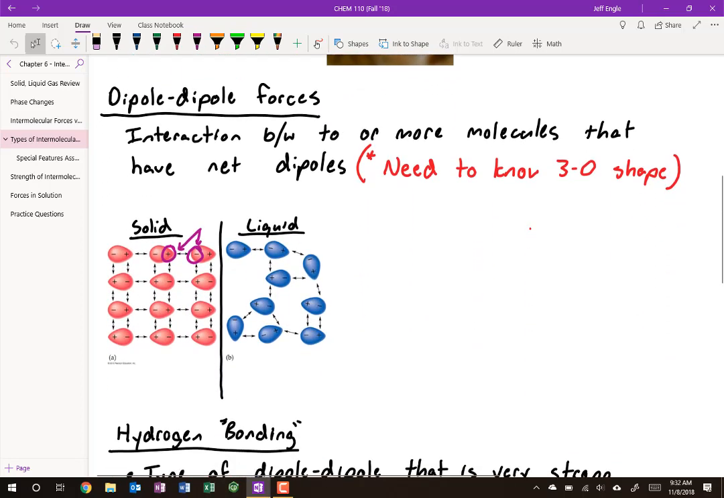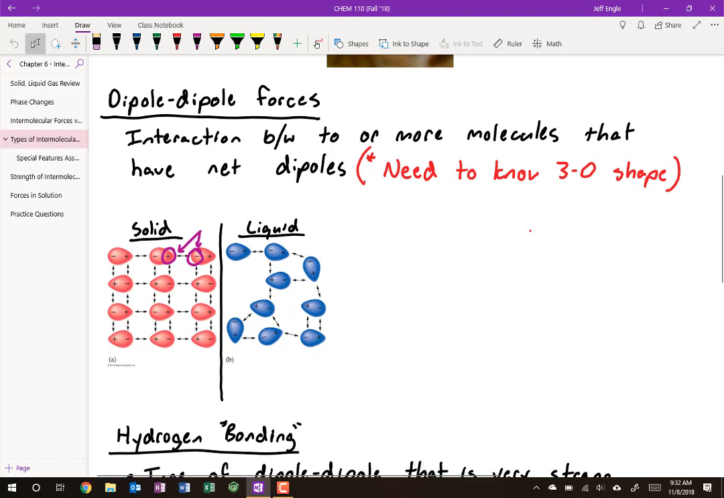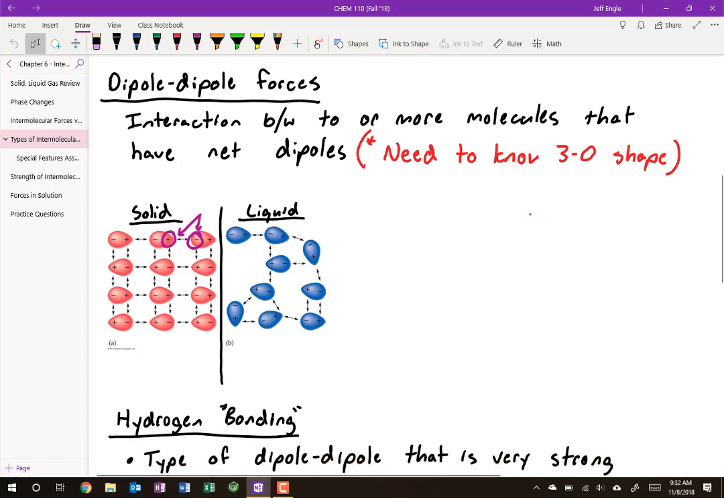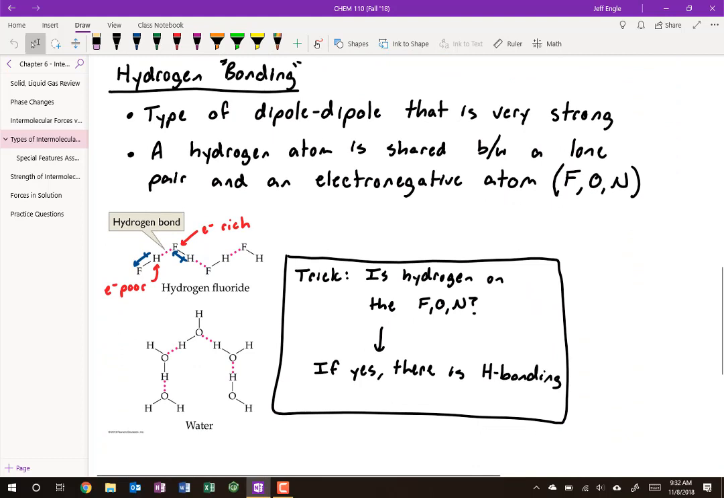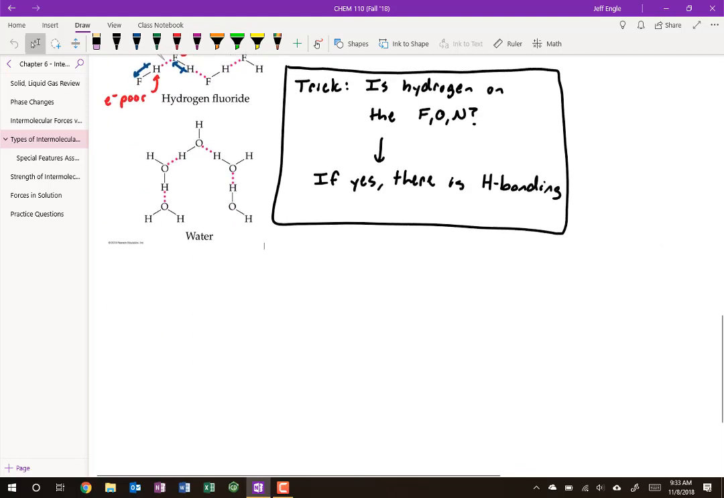All right, dipole-dipole forces are the next up, where it's the interaction between two molecules that are polar or have net dipoles, and we need to know the three-dimensional shape before we can determine that. And then we said going further down, we've got hydrogen bonding, where it's a type of dipole-dipole interaction that's really strong. It's where a hydrogen atom is shared between a lone pair and an electronegative atom, like fluorine, oxygen, or nitrogen. So my trick is if you see a hydrogen coming off of fluorine, oxygen, or nitrogen, then it can H-bond. And then we talked about a bunch of cool features with hydrogen bonding.